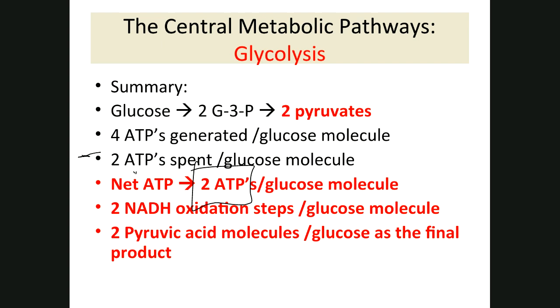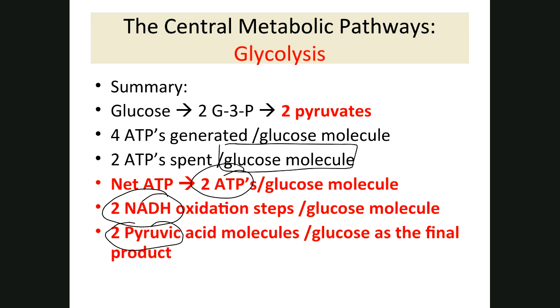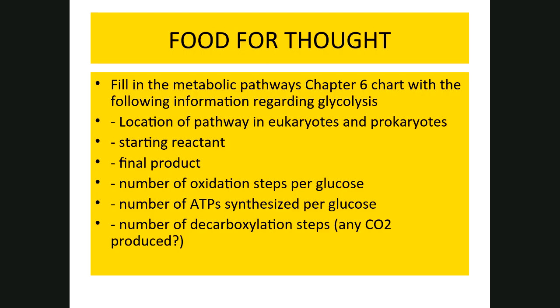So at the end of glycolysis, per glucose molecule, we have 2 ATPs, 2 NADHs, and 2 pyruvic acids. Okay.